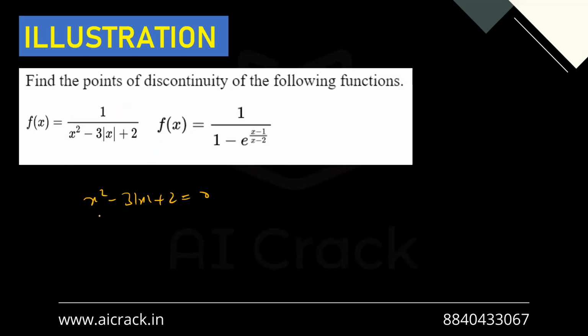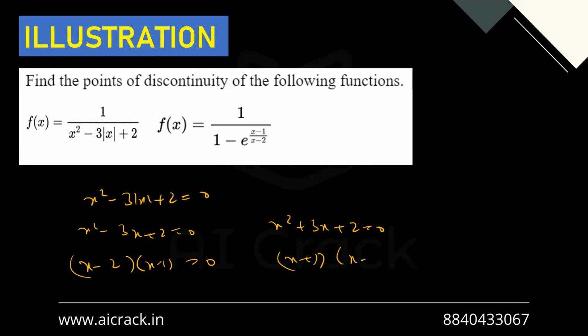Okay, now we can open up this modulus in two ways. x square minus 3x plus 2 equals 0, or x square plus 3x plus 2 equals 0, with a plus sign or negative sign, right? So for this case, we'll be getting (x minus 2)(x minus 1) equals 0. For this one, we'll be getting (x plus 1)(x plus 2) equals 0. So for here, we'll be getting x equals 1, x equals 2, and for here, we'll be getting x equals minus 1, x equals minus 2.